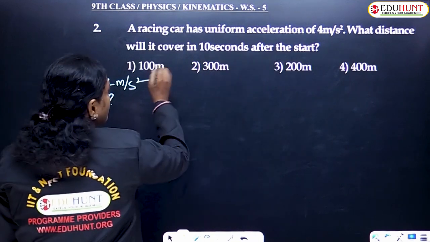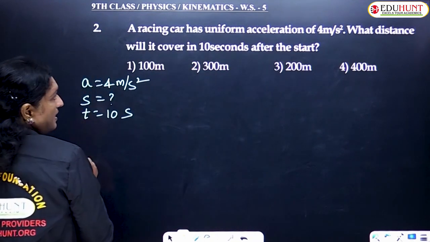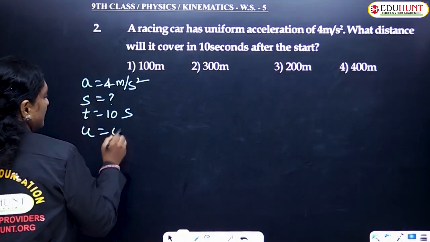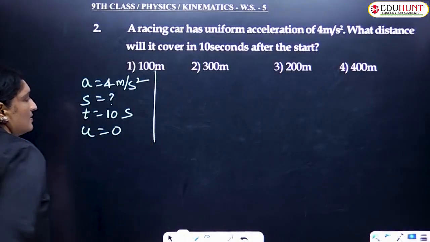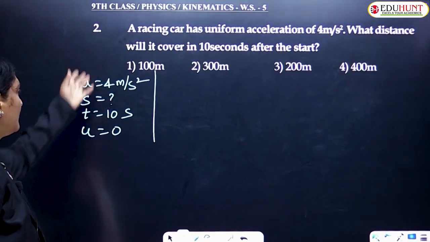Okay, what distance will it cover in time given as 10 seconds? After the start means initial velocity u is equal to 0. So this is your given data. You're asked to find out the distance.